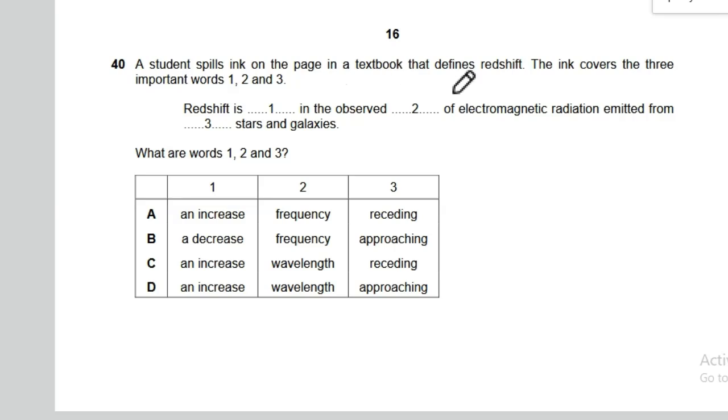A student spills ink on the page in a textbook that defines redshift. The ink covers the 3 important words 1, 2 and 3. Redshift is dash in the observed dash of electromagnetic radiation emitted from dash stars and galaxies. So we know that 3 is receding. So the answer is either A or C. And the definition of redshift is the frequency decreases and the wavelength increases. So only option C is fulfilling all 3 qualities. So only option C is correct.